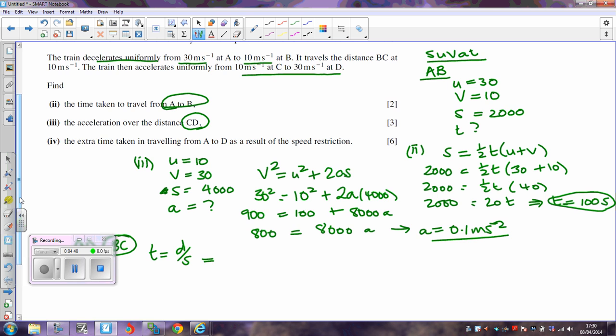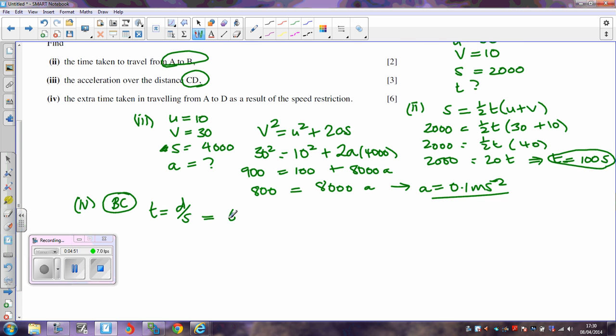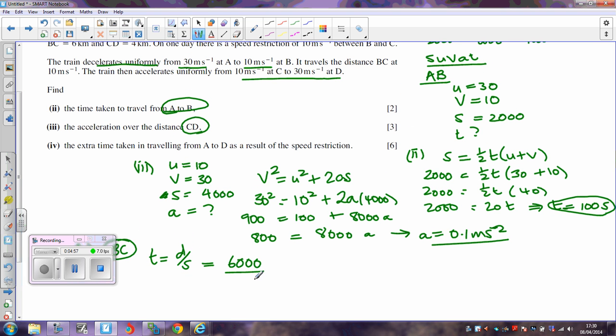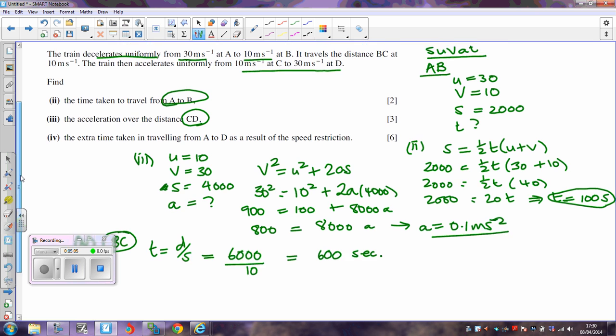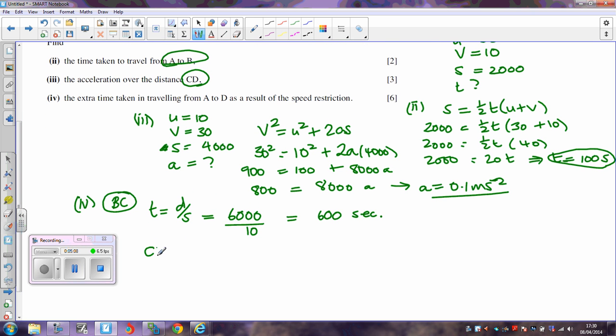Now in this case, the distance between B and C is 6,000 meters, and you are told that it's travelling at a constant 10 meters per second, so the speed is 10, which means that between B and C, the time taken is 600 seconds. Right, we now need to work out the time to go from C to D. Well, if we look at C to D, we've got all of this information already. So I'm going to use u is 10, v is 30, s is 4,000, and I want to work out t. So again, I'm going to use s equals half t times u plus v.